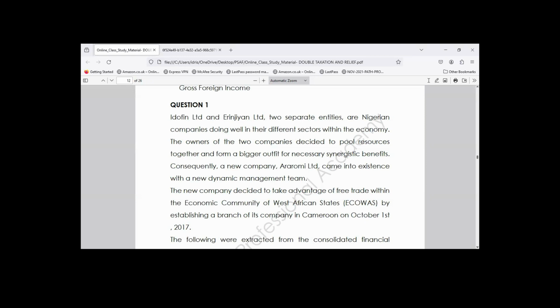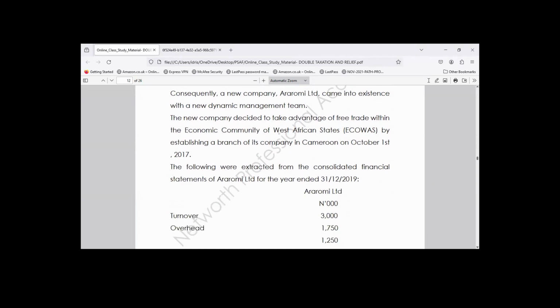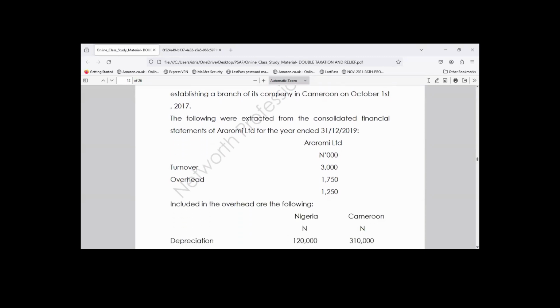Araromi is a Nigeria company. It now has a branch in Cameroon. On 1st October 2017, the following were extracted from the consolidated financial statement of Araromi Limited for the year ended 31st December 2019. Turnover. Overheads. For Araromi Limited, the turnover is 3 million naira. The overhead is 1.750.